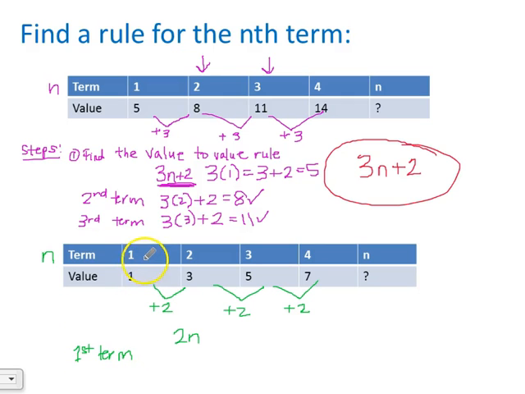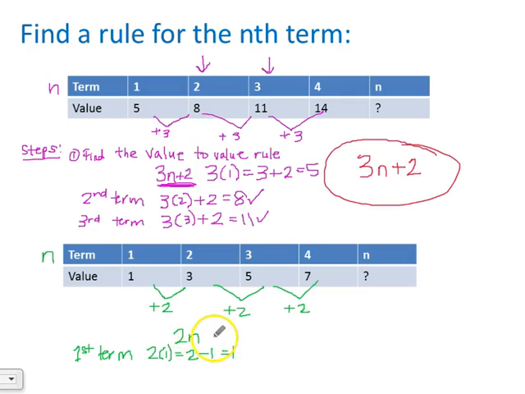If we plug in 1 for our first term, we would have 2 times 1, and that would give us 2. But that's not what the corresponding value needs to be. The corresponding value for term 1 needs to be 1. So how can we get from 2 to 1? We can make an adjustment. We can subtract 1, and that would give us the 1.